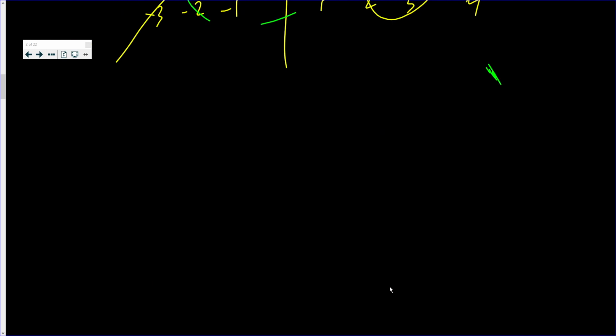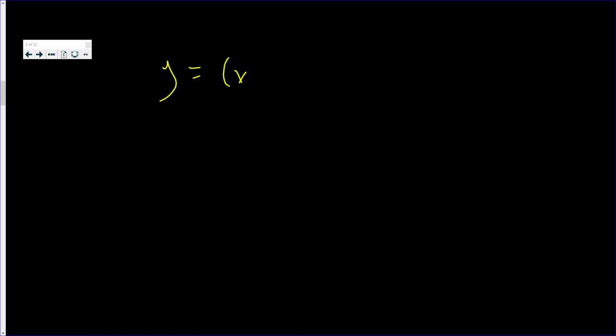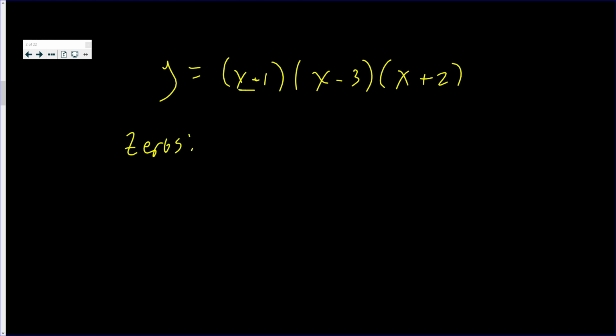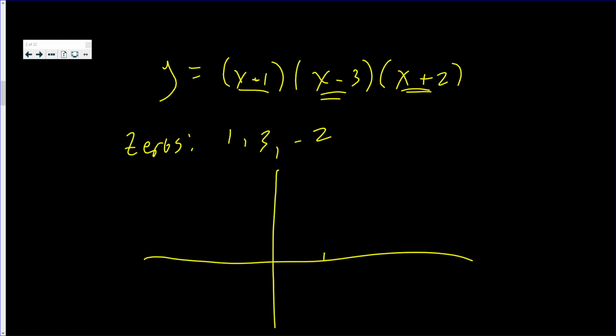Now, I want to look at a nice easy problem. Suppose I tell you that y is equal to x minus 1 times x minus 3 times x plus 2. The zeros are 1, 3, additive inverses tells me x is negative 2. So at 1 we have a 0, and at 3 we have a 0, and at negative 2 we have a 0.